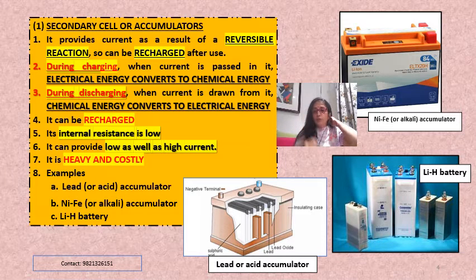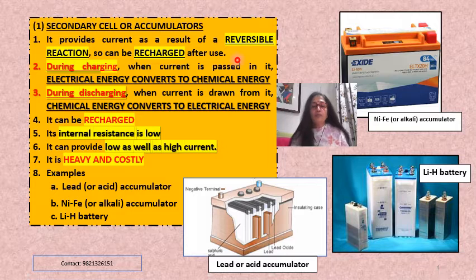It's also called an accumulator. What is a secondary cell? A secondary cell provides current as a result of a reversible reaction. The reaction going on inside this, it's a big thing actually. Look at these three pictures here. These are the secondary cells. This is an NiFe alkali accumulator. This is an LiH battery, and this is a lead acid accumulator.